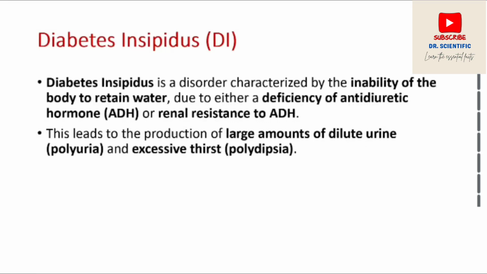Diabetes insipidus is low, inefficient ADH based on the type of diabetes insipidus, because we have several types. So this leads to production of large amounts of dilute urine because the renal tubules are not able to absorb water into the bloodstream. So the urine volume increases, then the concentration reduces. In short, it is just the opposite of SIADH. Let's move to the next slide.